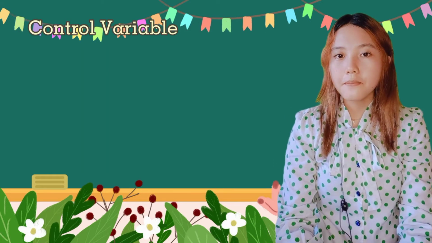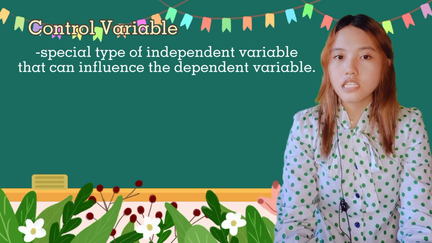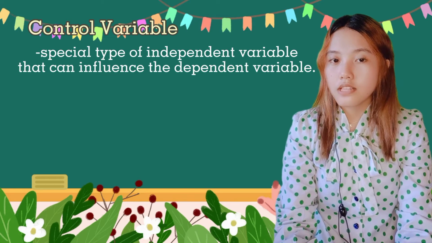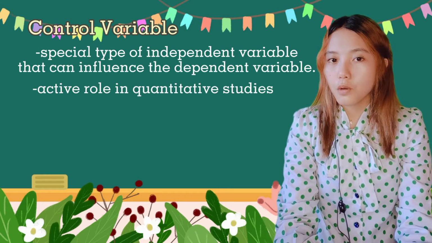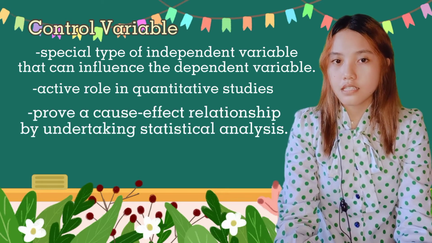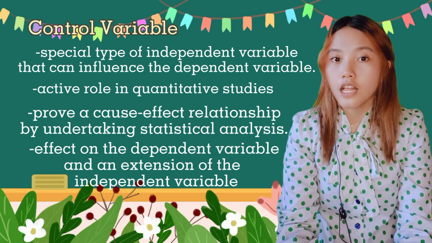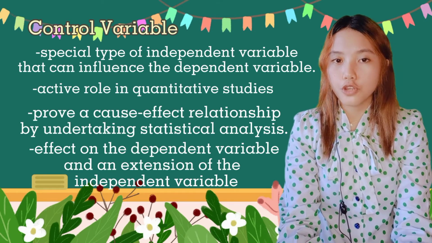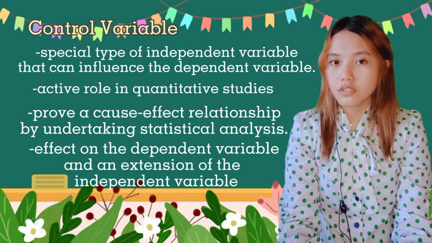The last variable of the conceptual framework is the control variable. It's a special type of independent variable that can influence the dependent variable. It takes an active role in quantitative studies. Statistical procedures are used to control this variable. It is useful to integrate control variables into your research study, but it is not the main focus.